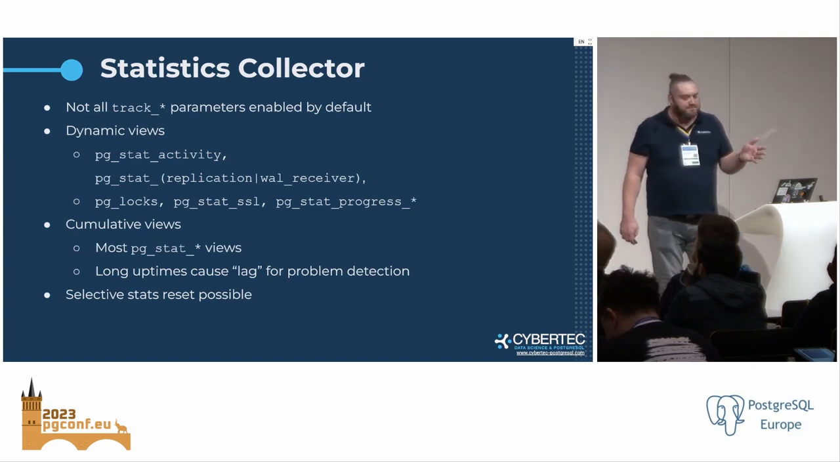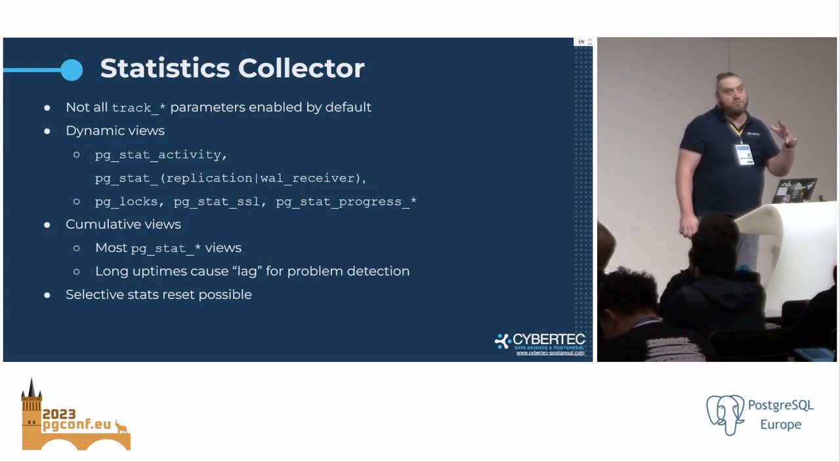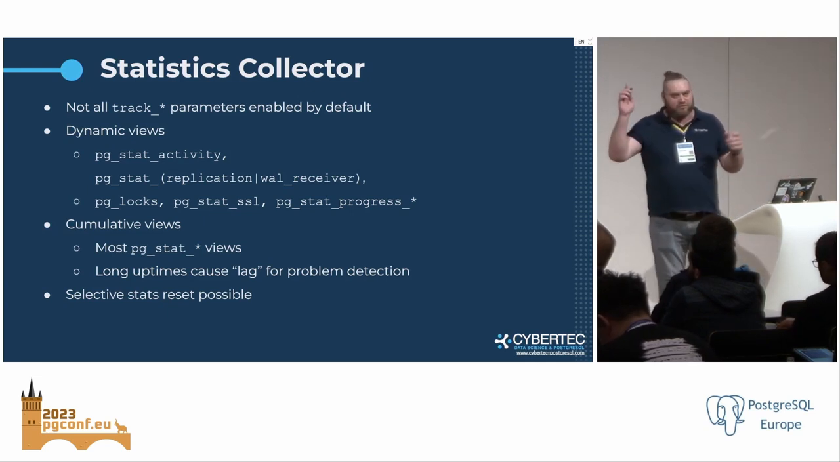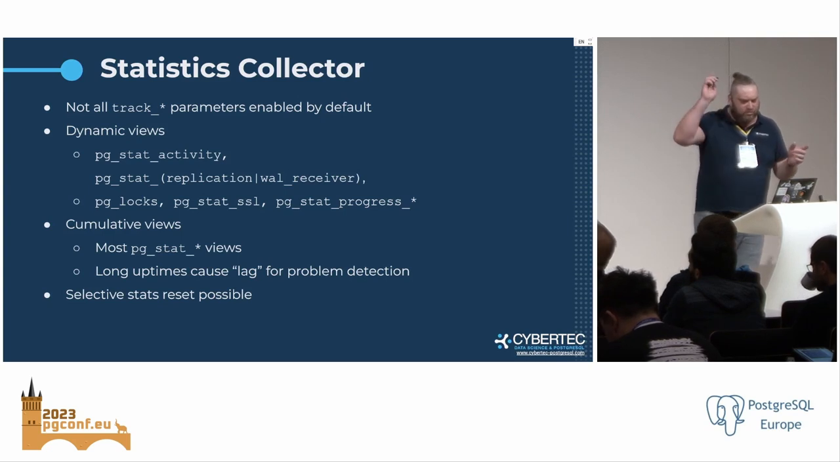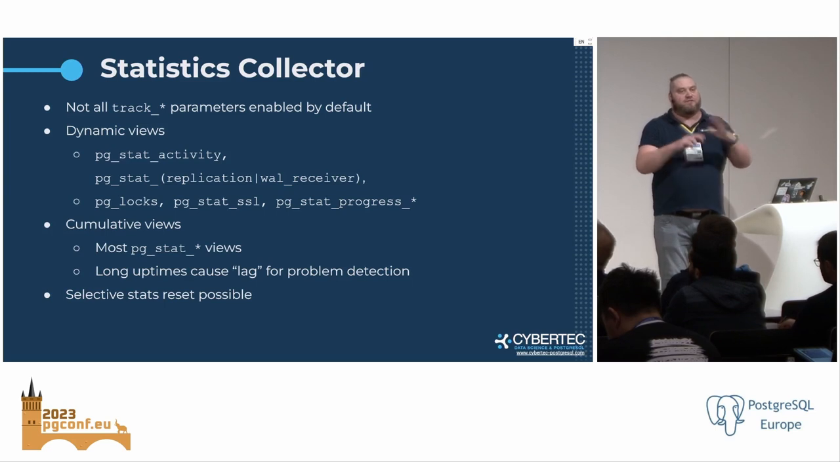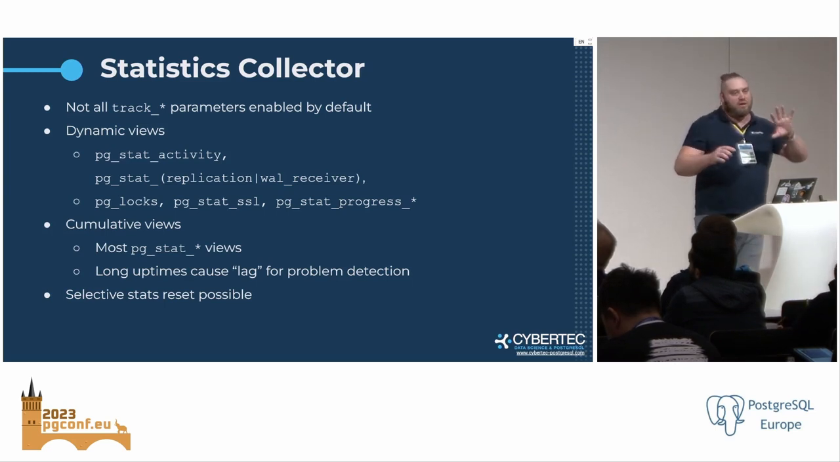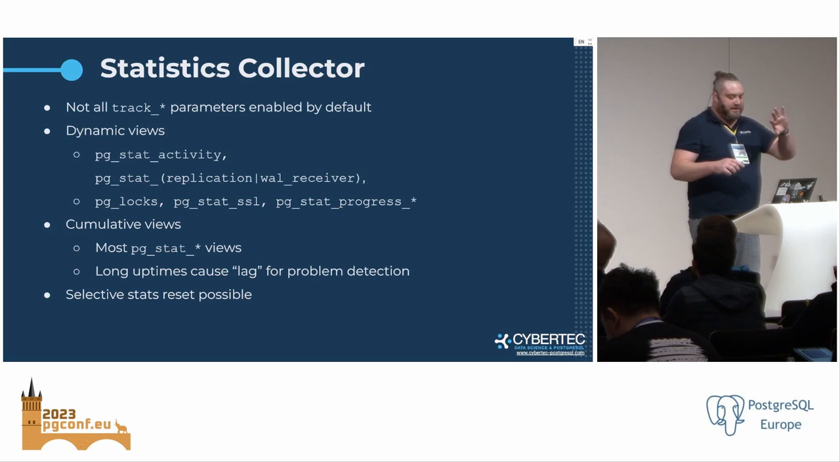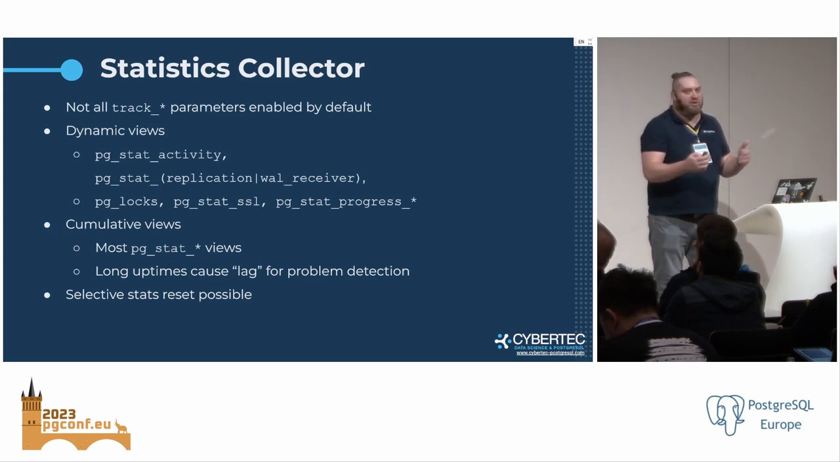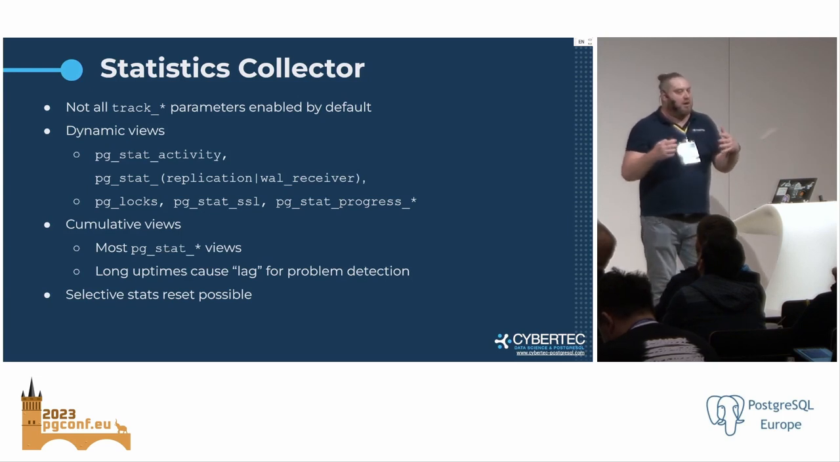Statistics collector. To use it in full power, we need to set some parameters to have more information, like track activities, track IO, track functions, track all, whatever. In the statistics collector, we have different kinds of views. One of them are dynamic views, which show us what is happening right now. How many active connections do we have? How many locks do we have at the moment?